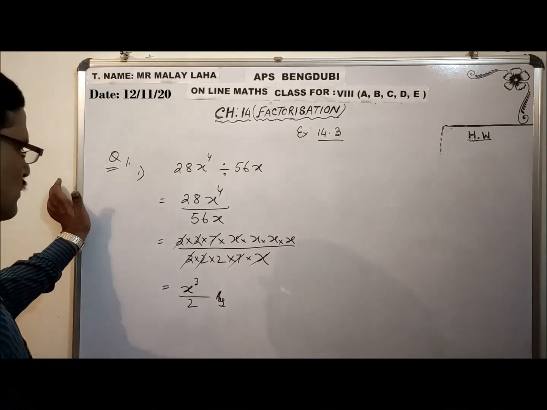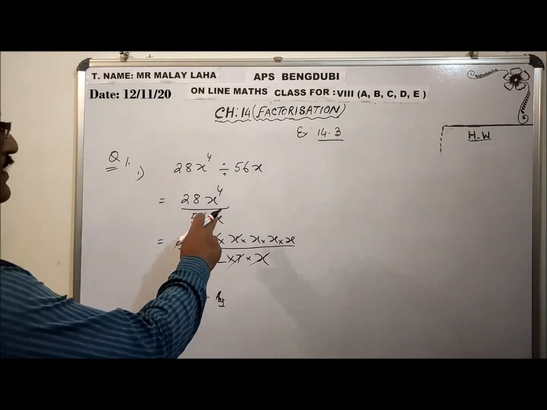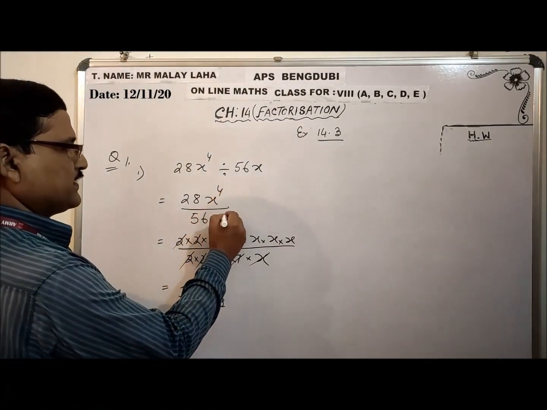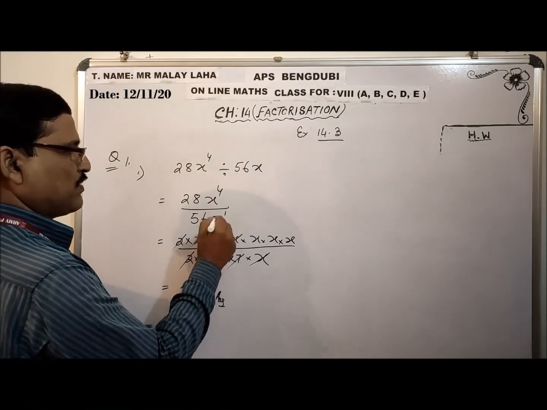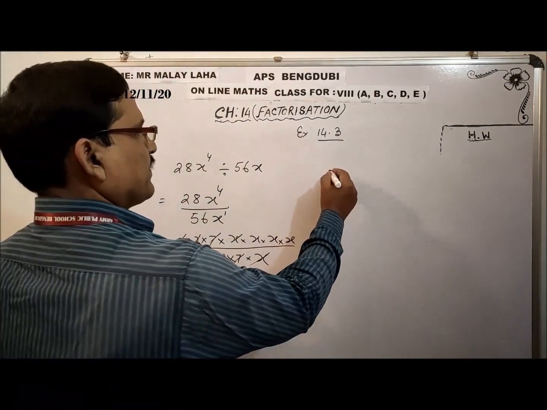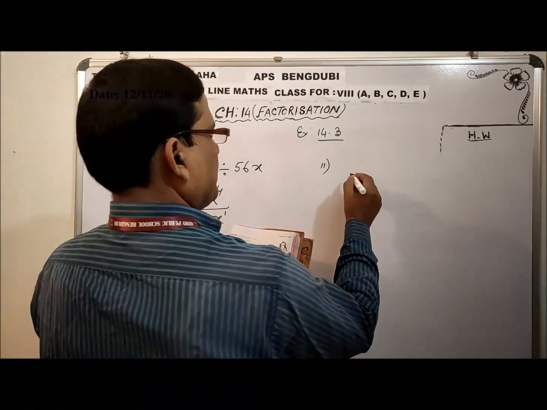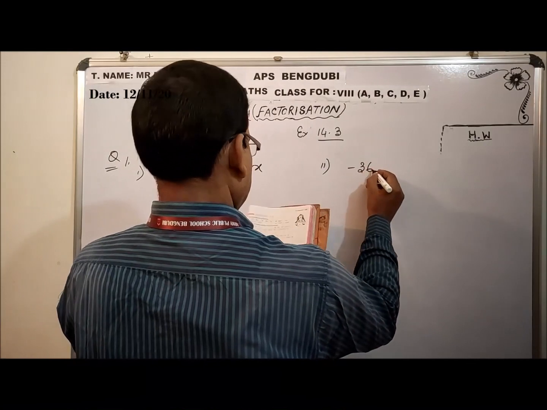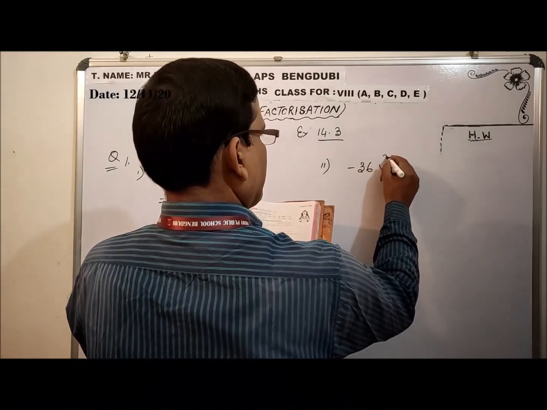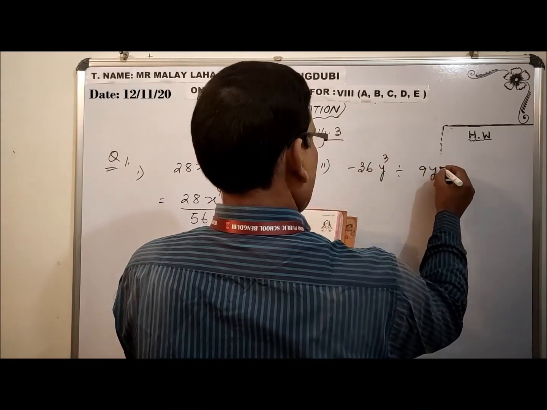Or if you are able to cut directly, you can cut 28 with 56, and x to the power 4 by x to the power 1. Nothing is written for power 1. You can follow the rule of exponents also. Now here I am writing the next one: minus 36 y cube divided by 9 y square.